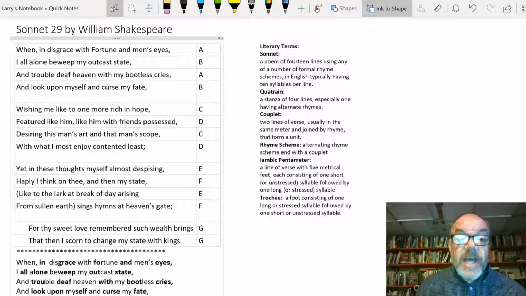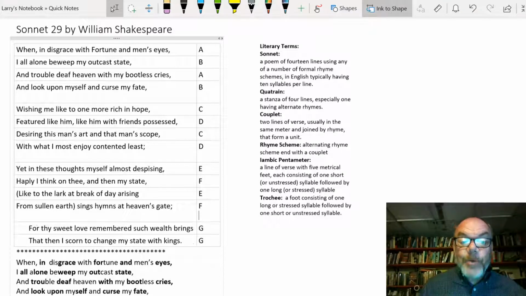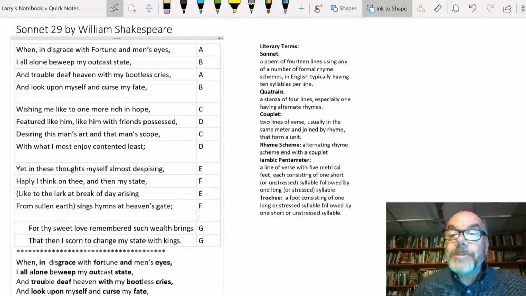The next line, desiring that man's art. On one hand, it makes us kind of chuckle, because there were so many different writers and playwrights, poets from the Elizabethan time, but we remember Shakespeare for his art. And so here we have the speaker saying, I wish I had that person's art, that person's ability.